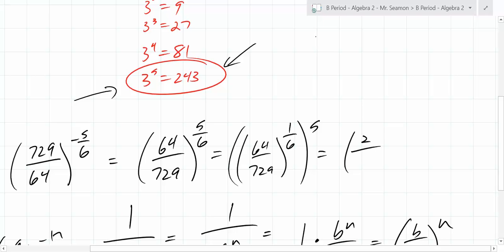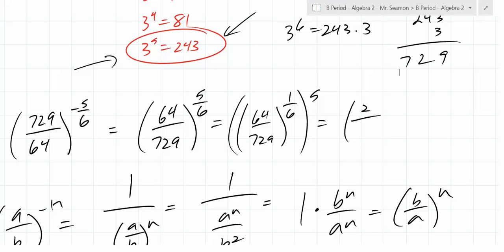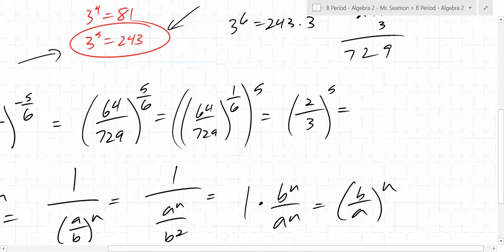3 to the fifth is 243, right? So 3 to the sixth is 243 times what? 3, right? 243 times 3, what is that? 9, 1, 2, 6. Oh, it's 729. So what's the sixth root of 729? 3. And this is raised to the what power? 5. So what is 2 to the fifth?